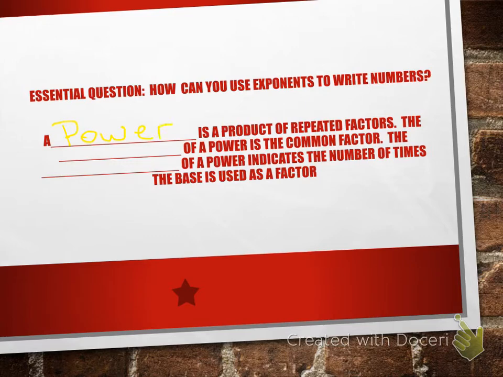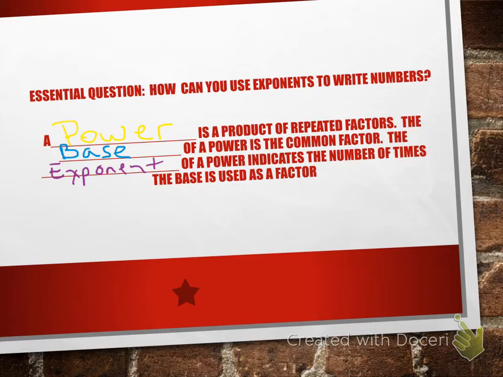Well, first off, you got to know a power is a product of repeated factors. So that would be the base of a power is the common factor. And the exponent of a power indicates the number of times the base is used as a factor.